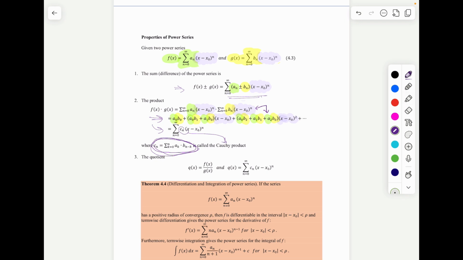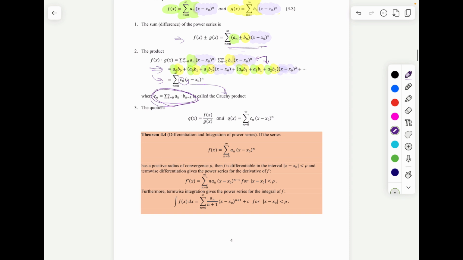Okay, we hold on this part first. Okay, we continue on the next theorem. The next theorem is about differentiation and integration of the power series. So if the power series looks like this, has a positive radius of convergence. Okay, remember this, has a positive radius of convergence.